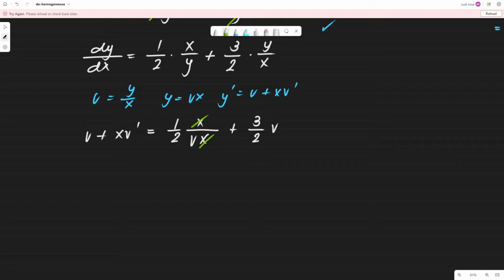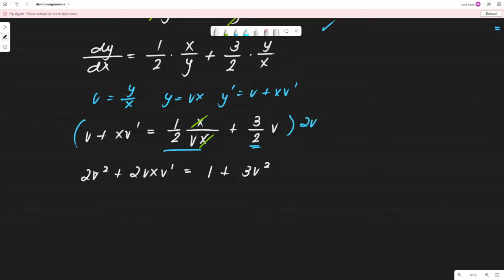Then, let's manipulate the equation. Alisin natin lahat ng mga denominators kasi medyo bothersome kapag in-evaluate natin. So, I will multiply the whole equation by 2v, kasi meron tayong 2v na denominator. Dito naman 2 lang, so that's fine, as long as common naman. So, we'll have 2v squared plus 2vxv prime is equal to 1, kasi 2v over 2v is 1, plus 3v squared.